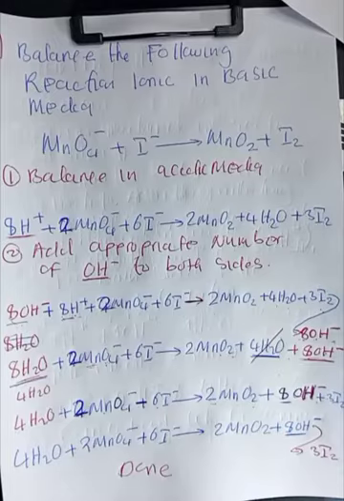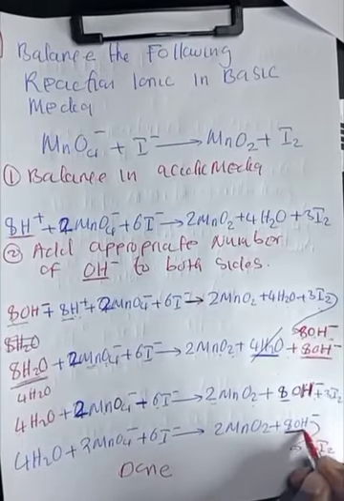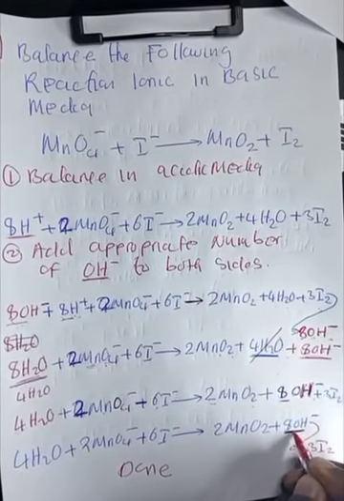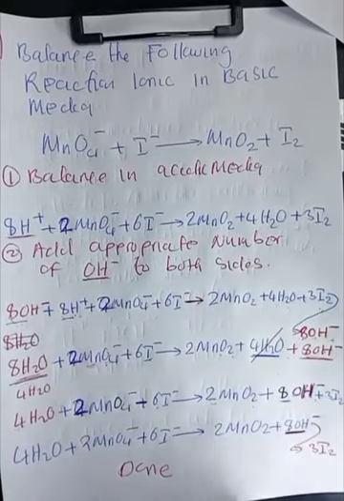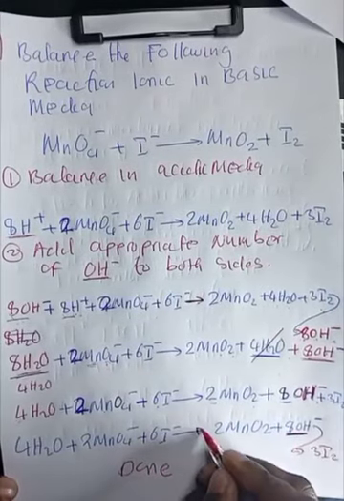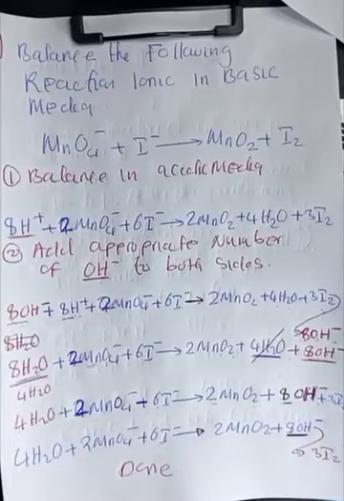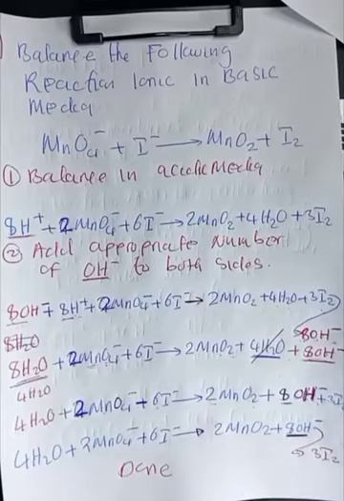Remember, a base is a compound that when dissolved in water, it produces hydroxide ion as the only negatively charged ion. So the appearance of this hydroxide ion and checking that everything is balanced is telling us we have achieved our goal of balancing the reaction in basic medium. So this reaction now is balanced. So this is how we do it.